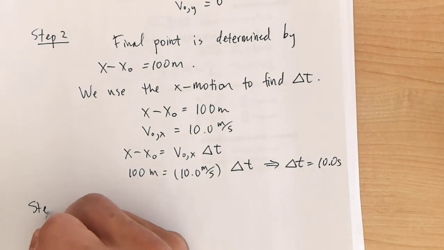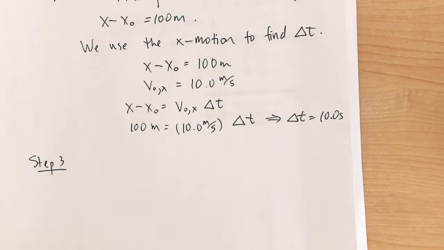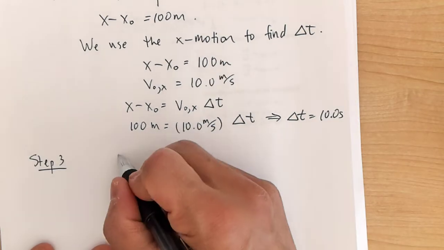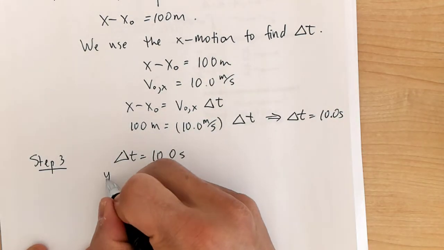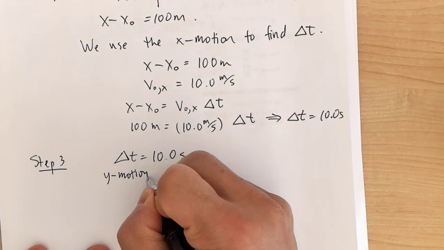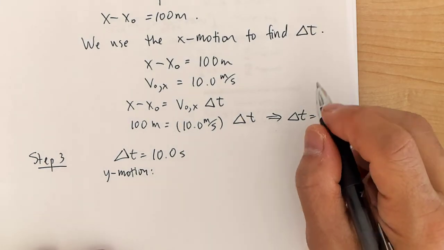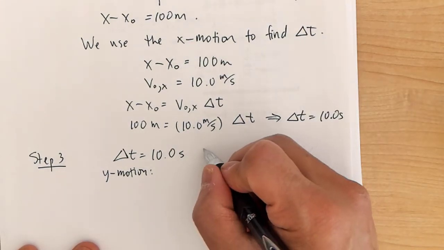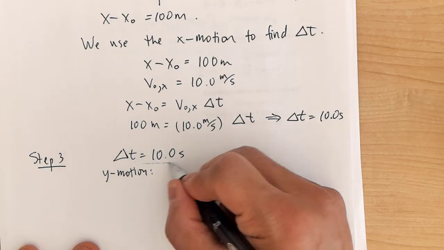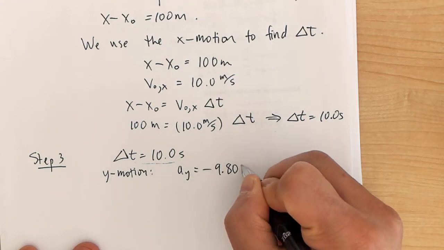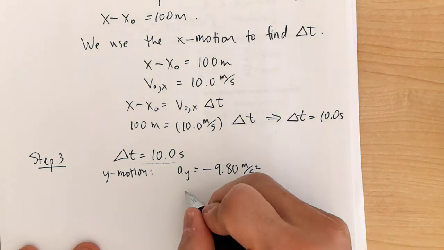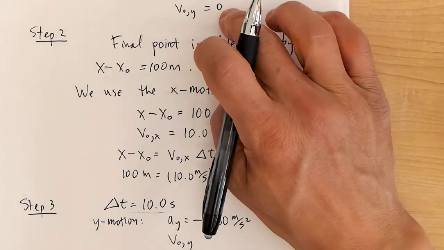Now we move on to step 3. We are going to take delta t equal to 10 seconds, and we're going to look at the y motion equations. Okay. So let's see, what else do we have? We have delta t is equal to 10 seconds. We have ay is equal to negative 9.8 meters per second squared. And we have v0y, we said, was 0.